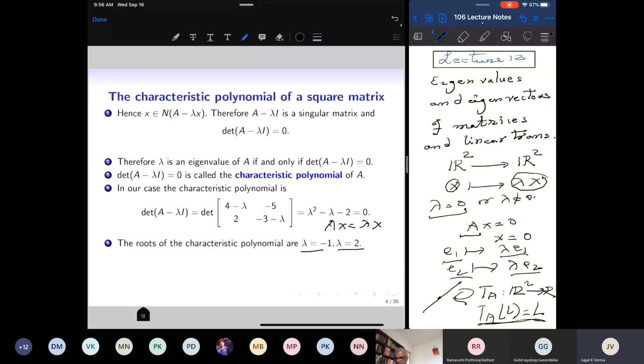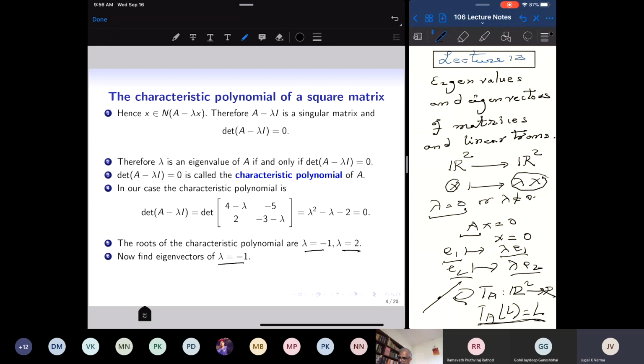The roots of the characteristic polynomial tell you that there are only finitely many possible scaling factors. Lambda cannot be arbitrary. It is a root of a degree n polynomial if A is an n by n matrix. And there is the fundamental theorem of algebra, which says that if I have a polynomial of degree n with complex coefficients, then it has n roots counted with multiplicity. So eigenvalues are roots of the characteristic polynomial, and for each eigenvalue I can find the corresponding eigenvector.